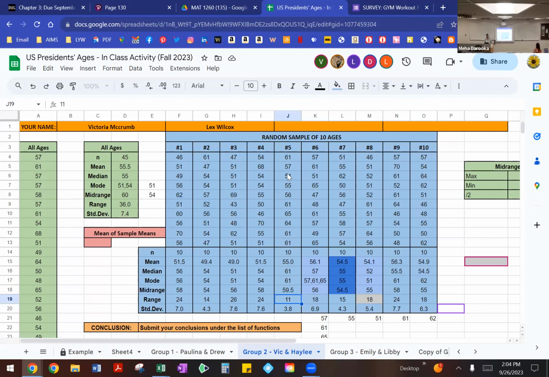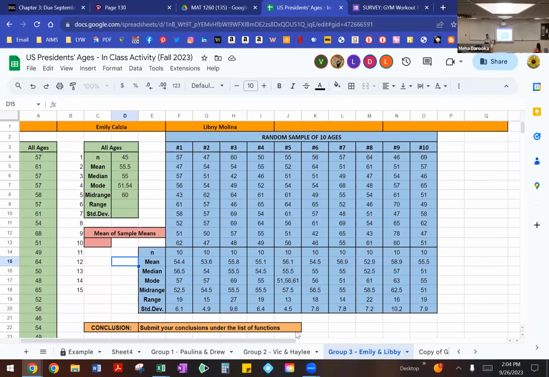So again, for number 5, if you guys just look at those 10 numbers in your sample, you would see those numbers are pretty close together. They're not very spread out. For Emily and Libby, what is your smallest range? So it looks like Drew and Paulina had the lowest one because they had a set which is 6 as their range. But yeah, again, Libby, you can see in number 5, you're starting out at like 51 as the smallest one, going up to 64, so that's your range of 13, so pretty close together.